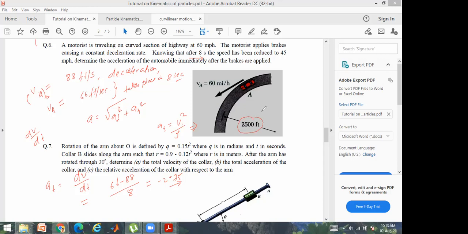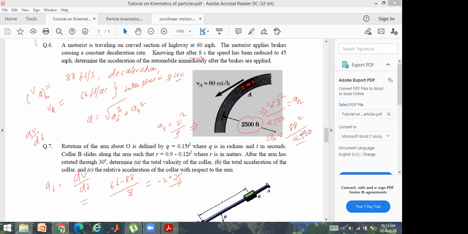And what is the velocity? The velocity is known. कतिमा गइरहेको छ भन्दाखेरिमा 60 miles per hour मा गइरहेको छ. Hence it is 88 square divided by 2500. This is equals to an. यहाँबाट an आउँछ. Therefore an equals to 88 square divided by 2500.